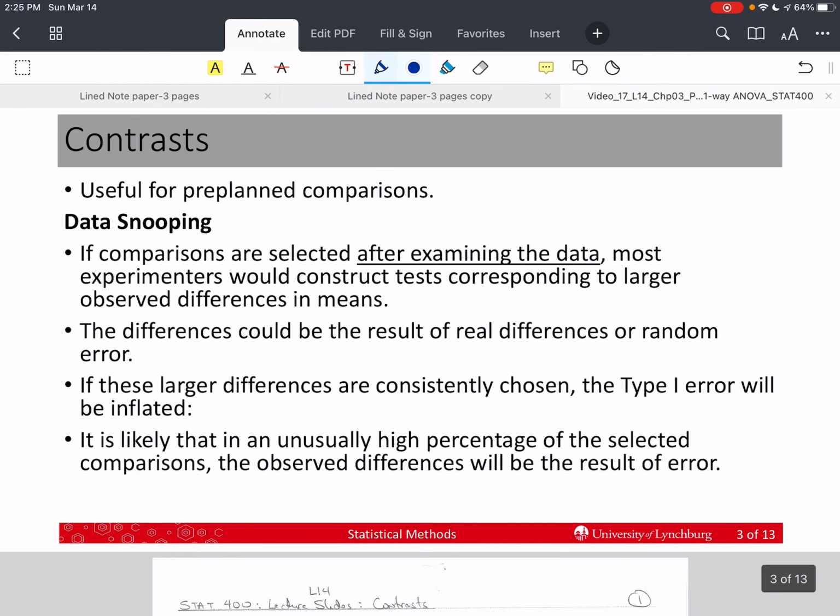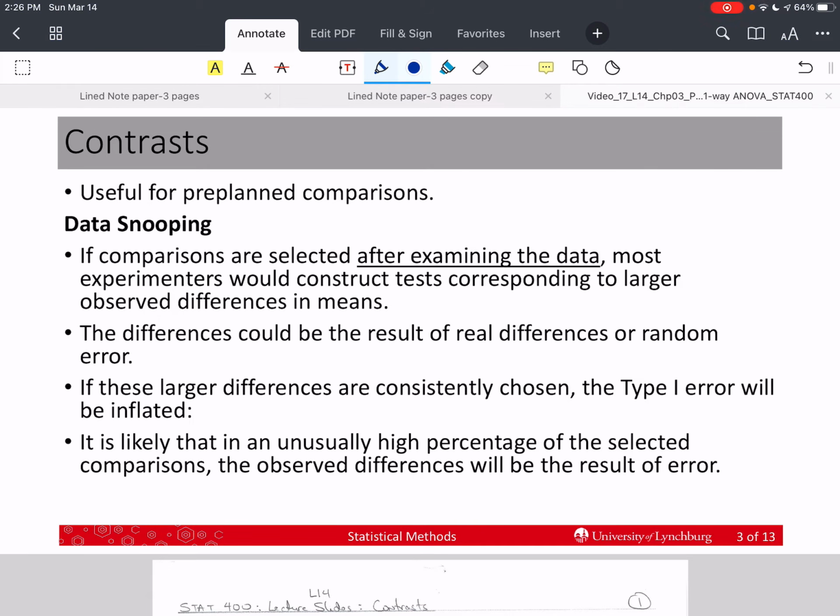Before we define contrast, let's talk about the overall picture. These are useful for pre-planned comparisons. If there are studies that have been done previously and you're repeating that study, say, on a different segment of the population or adding something to it, then you should know, based on those other studies, which contrast or which comparisons you want to make after the test is done based on previous experiments.